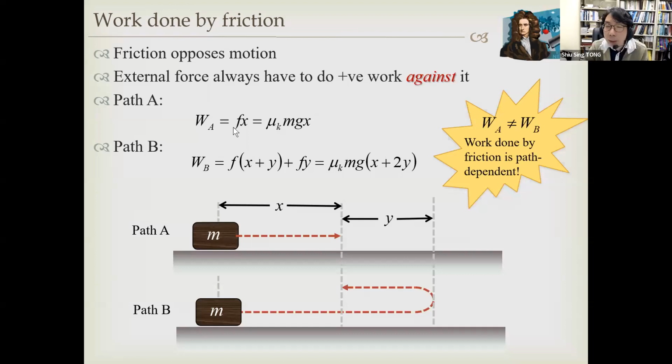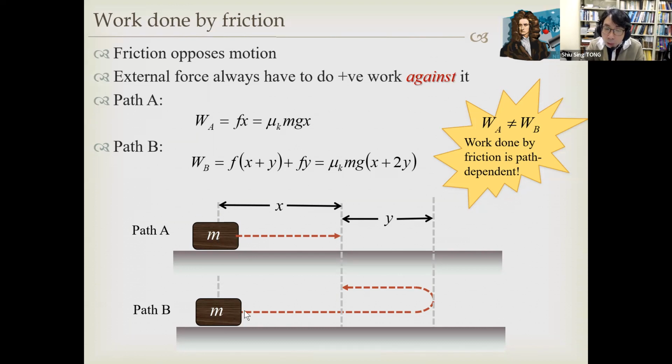Okay, so I now go with the mathematics. The mathematics is like this. Suppose now I move it directly to the final position. And so I do work against friction. My applied force is also equal to the friction. And the distance moved is x. So it's small f x. And if you like, you can write in terms of the kinetic friction coefficient and the normal reaction force. So small f is mu k mg, where mu k is the kinetic friction coefficient, right?